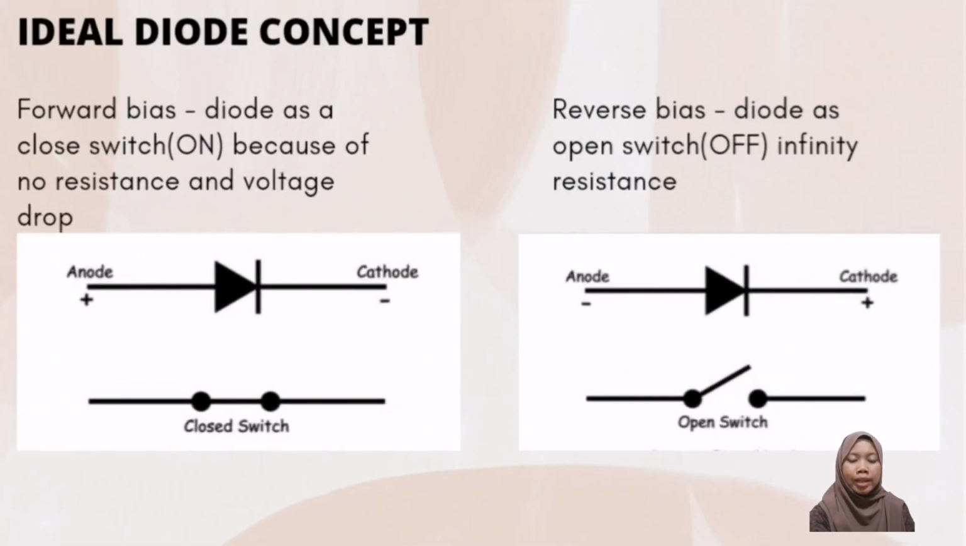For forward bias, the diode acts as a closed switch which is on because of no resistance and voltage drop, so the current can flow through it. For reverse bias, the diode acts as an open switch which is off, with infinite resistance, so no current can flow as the circuit is open.